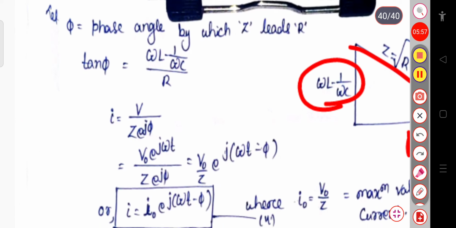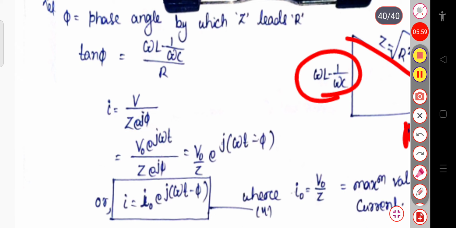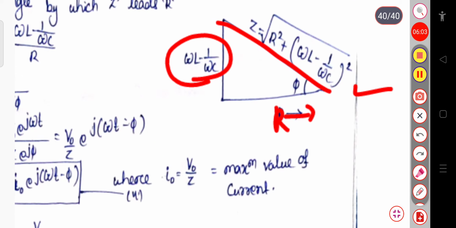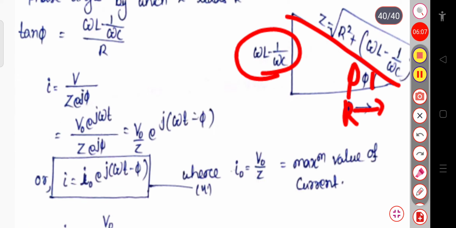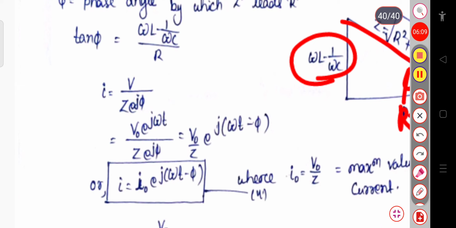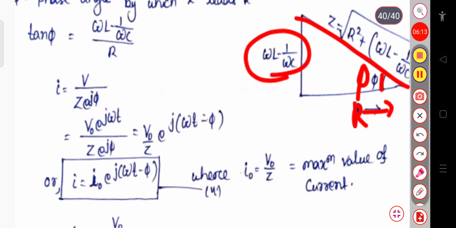So here we can say that phi is the phase angle by which Z leads R. Here you can see that this angle is phi, this is known as the phase angle. So here you can write tan phi will be equal to (omega L minus 1 by omega C) divided by R, that is tan phi equals p by b. So simply this will be (omega L minus 1 by omega C) whole divided by R.